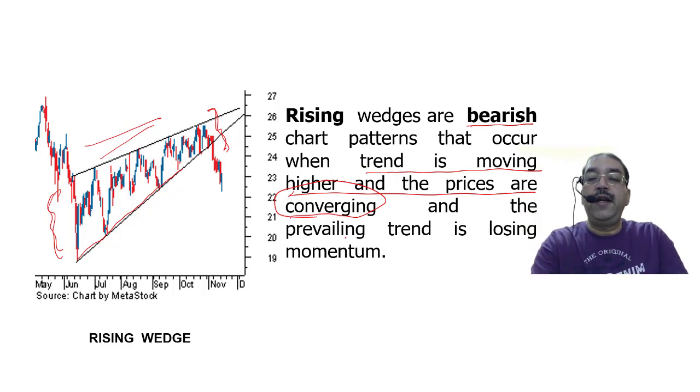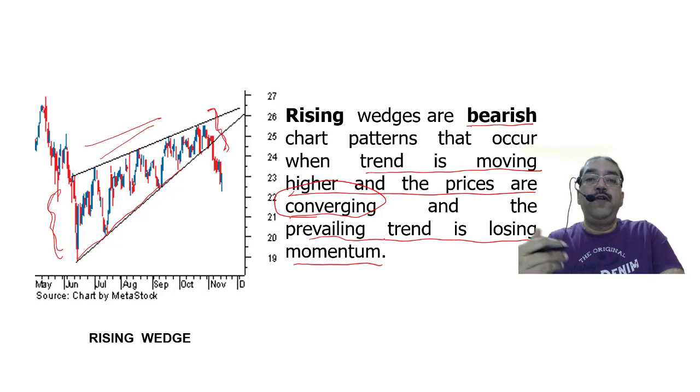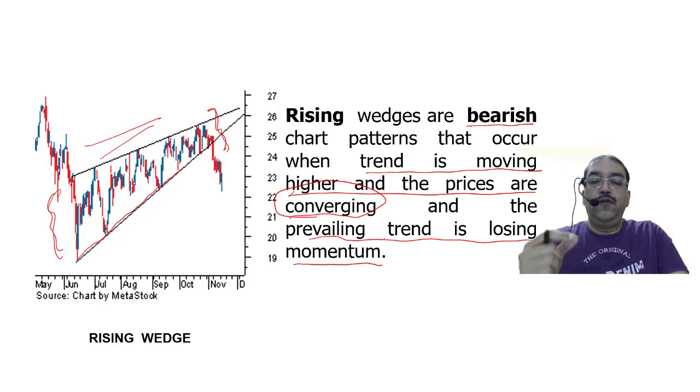And the prevailing trend, meaning the existing trend, is losing momentum. That means it is losing its speed, it's losing its strength. So it is going on increasing, but it is losing its steam. Okay, so that is called a rising wedge.